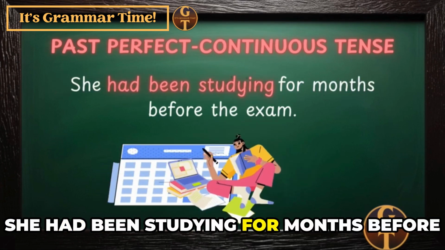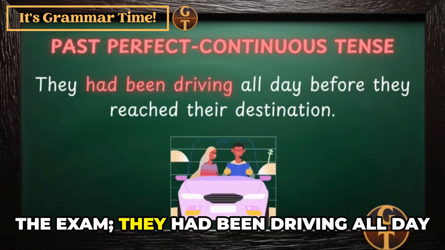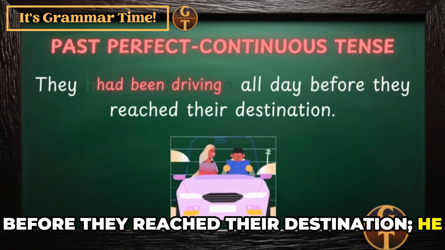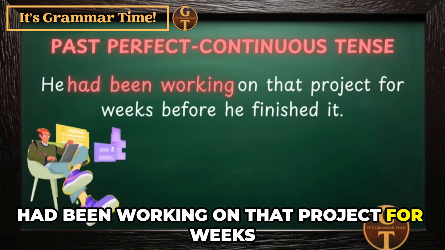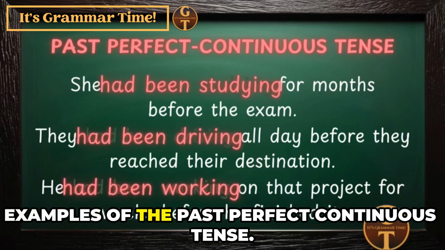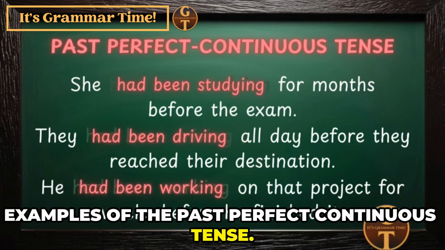She had been studying for months before the exam. They had been driving all day before they reached their destination. He had been working on that project for weeks before he finished it. These are all examples of the past perfect continuous tense.